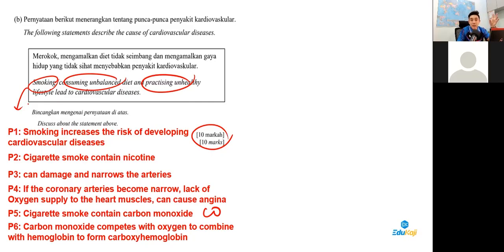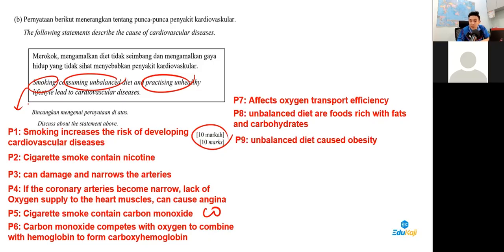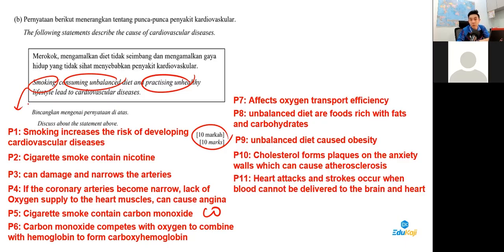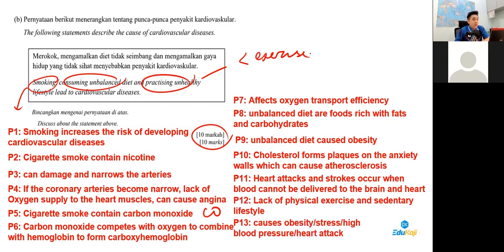Okay, unbalanced diet. Unbalanced diet here means taking too much fat is bad. Fat and carbo, too much fat and carbo is bad. Leads to obesity. And have you heard of atherosclerosis? It means narrowing of the lumen also, which can lead to heart attack and stroke. And guys, unhealthy lifestyle normally it means lack of exercise.